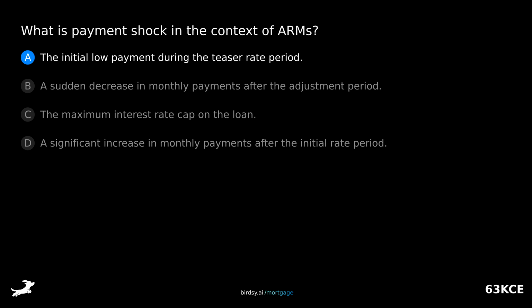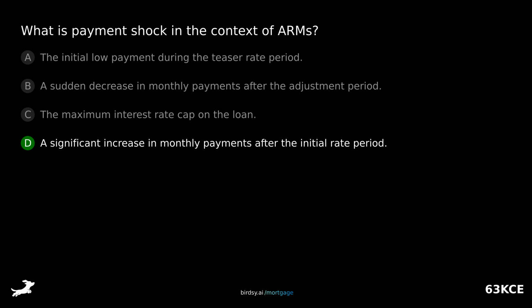What is payment shock in the context of ARMs? Is it A, the initial low payment during the teaser rate period? B, a sudden decrease in monthly payments after the adjustment period? C, the maximum interest rate cap on the loan? Or D, a significant increase in monthly payments after the initial rate period?